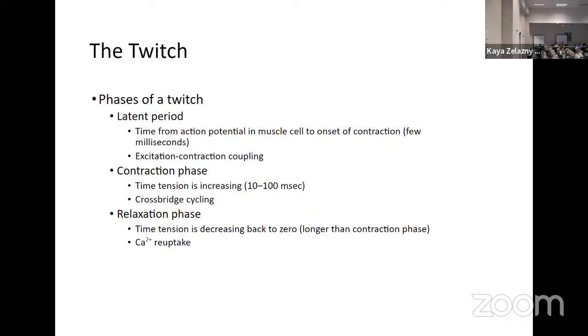And then we have a relaxation phase. This takes even longer than the contraction phase. So this is as we see that tension in the muscle, the measurable, think of it as a measurement of force almost, take some time to decrease back to zero as we are re-uptaking that calcium, right? We can't just poof, erase it all at once. We're picking it up kind of ion by ion, takes some time. So relaxation phase takes a while.